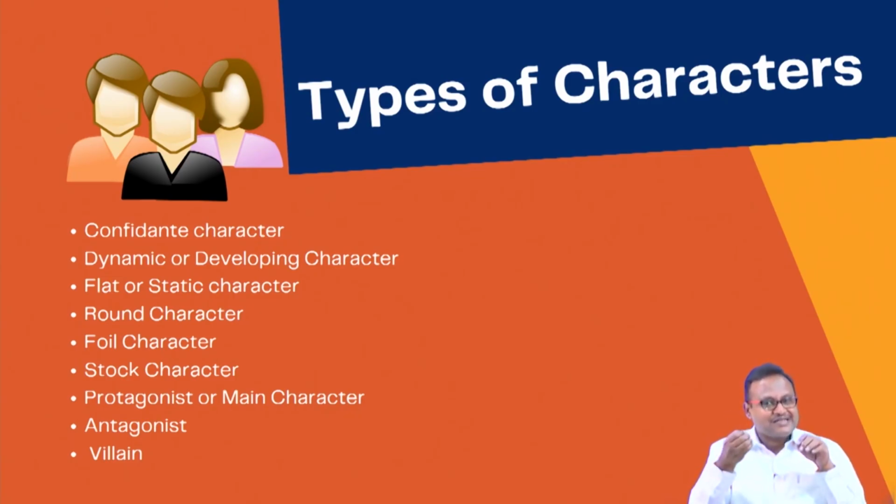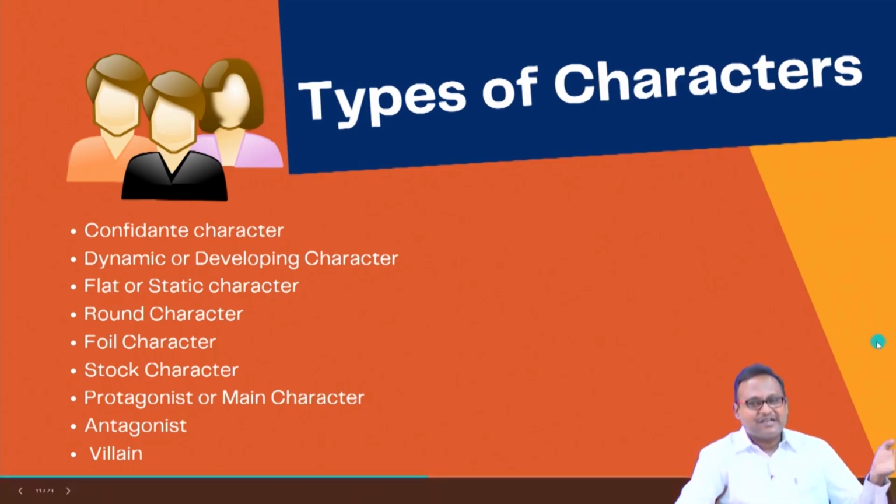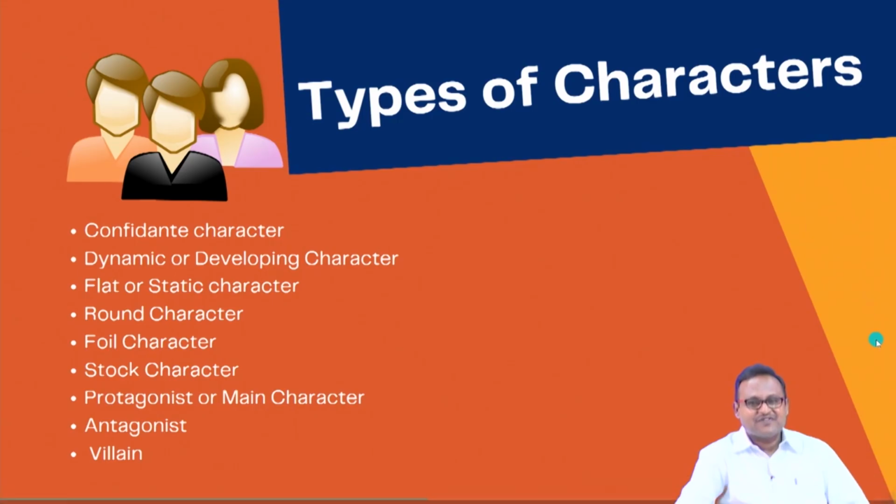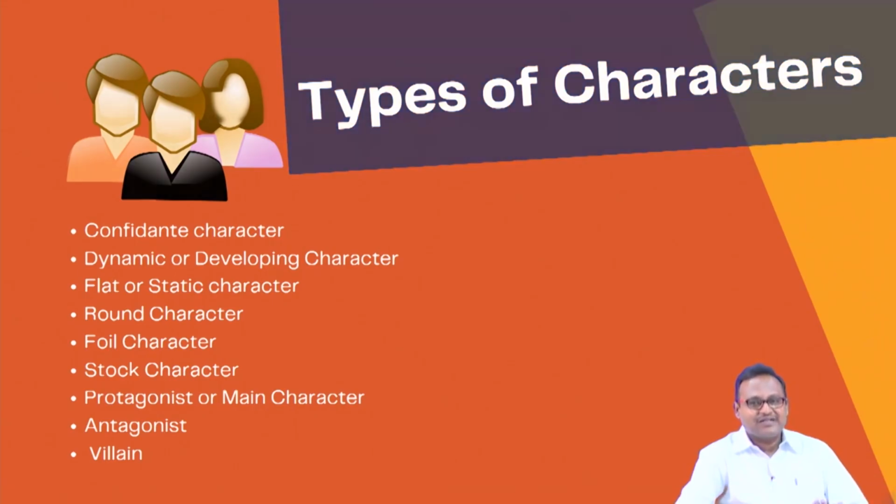Therefore, the protagonist and the antagonist are round characters. They have to be essentially dynamic characters. The rest of them, there is not much scope for changing as such. They are called flat characters or stock characters. This is something that you can keep in mind. Of course, there are various other types of characters, but you can make it out.